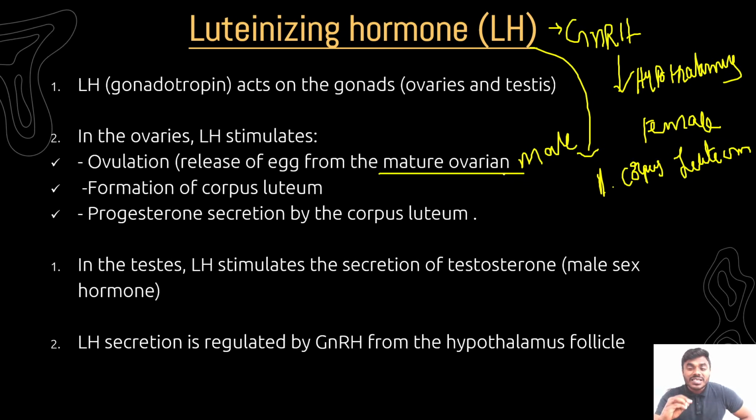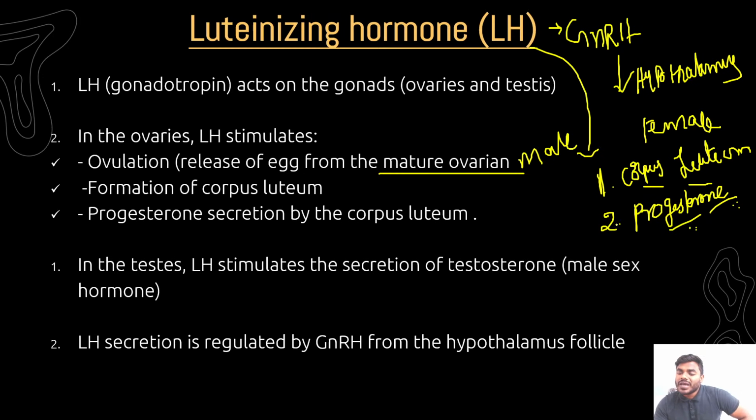Whatever the part that is left out after releasing the egg, that is only what we can call corpus luteum. Why are we talking about the corpus luteum? Corpus luteum is the one which is basically synthesizing the most important hormone in the female body, progesterone. We all know the specialty of progesterone.